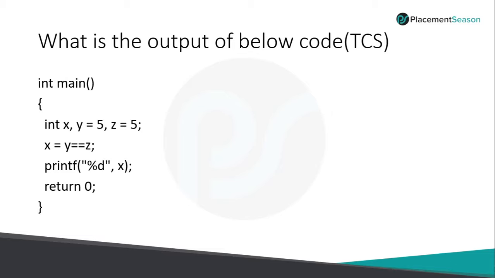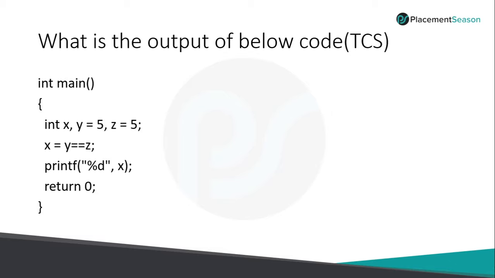So there is a trick in this second statement. Look at this: here y equal to z means that we are comparing y with z. So it is a logical statement. We are comparing y with z. The value of y is 5 and the value of z is 5, so this condition is true. If the condition is true, it will return 1. If the condition is false, it will return 0.